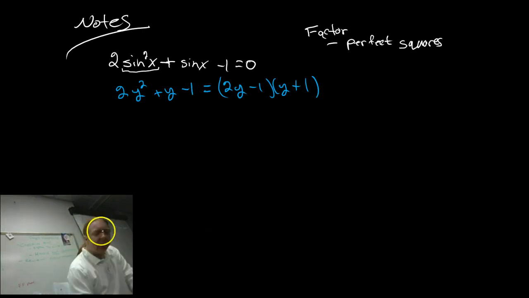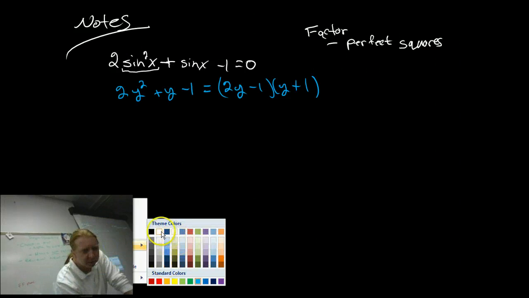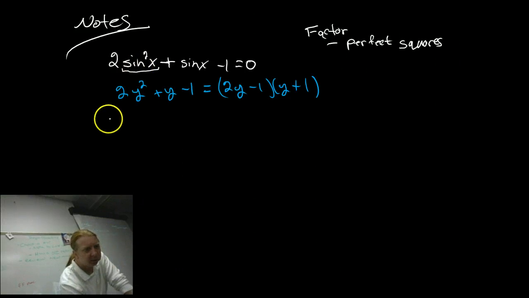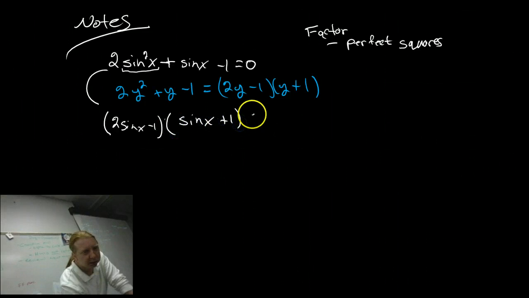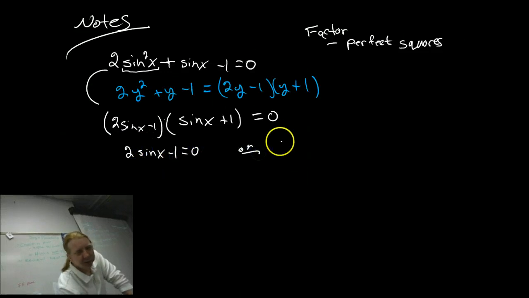So if that's the case, then what I can do is go back and take the sine, do the same thing. I'm going to factor this as 2 sine x minus 1 and sine x plus 1. And those multiply together to give me 0. So what am I going to do from here then? Then you set both of them equal to 0. Bingo. 2 sine x minus 1 is 0, or sine of x plus 1 is 0.